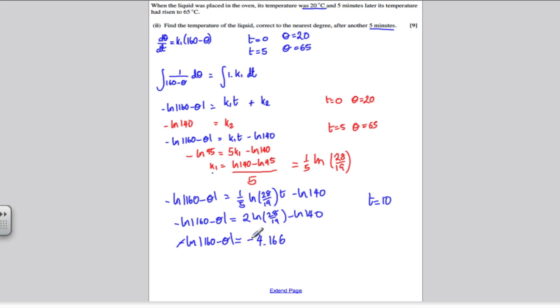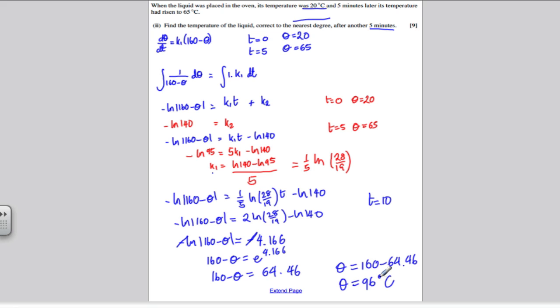Okay, cancel the negative on both sides, take exponentials of both sides, so I would get 160 minus theta equal to e to the 4.166, keeping that number exactly in the calculator and not rounding at this stage. So taking exponentials there, I would get that 160 minus theta is equal to 64.46, and solving for theta, theta therefore must be equal to 160 minus 64.46, and I get the answer 95.5, which to the nearest degree gives theta being 96 degrees Celsius.